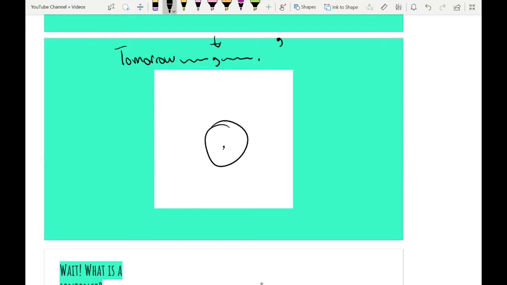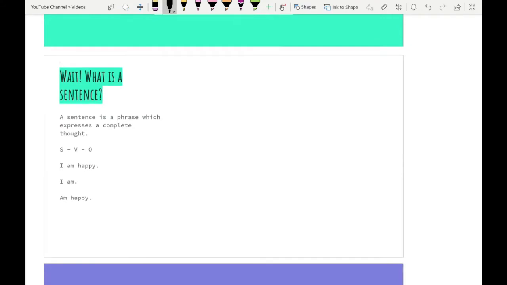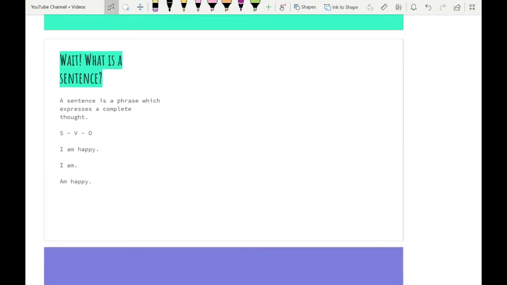We also have something called an apostrophe when you're thinking of, like, he's. This is not the one we're getting into. This one right here is what we're going to talk about. So let's take a look at what a comma is. But before we look at what a comma is, let's take a quick step back and take a look at what a sentence is. So, quite simply, a sentence is a phrase which expresses a complete thought.